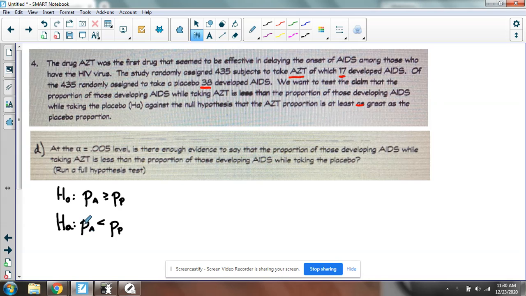So this proportion A is the proportion of people taking AZT who develop AIDS. We want to test the claim that it's less than the proportion of people who took the placebo and developed AIDS. The thing we're testing is our alternative, and we're testing it against the null hypothesis that AZT is at least, which is greater than or equal to, the placebo proportion. So here's our null and our alternative.